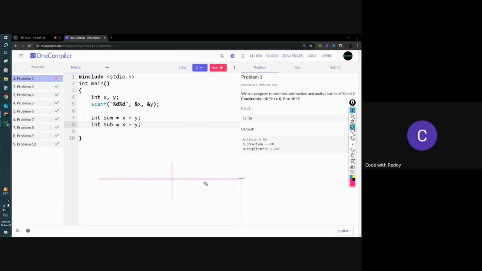Look, I'm writing a graph. 0, minus 1, minus 2, minus 3, and 1, 2, and 3. Do you understand this graph for the number system?